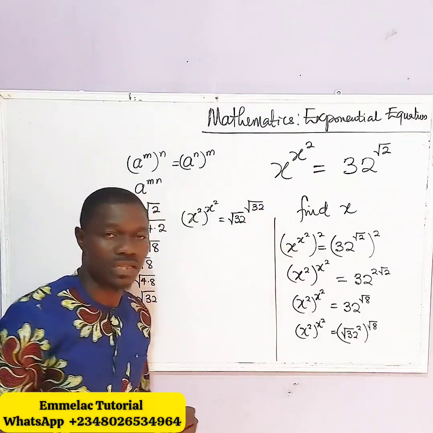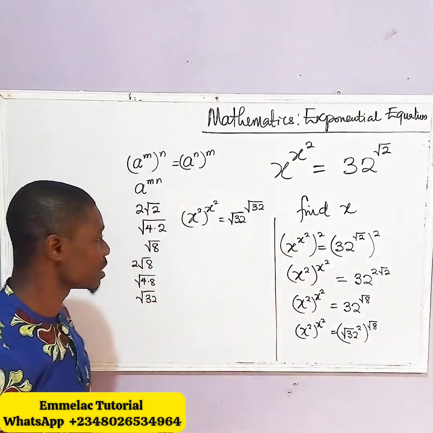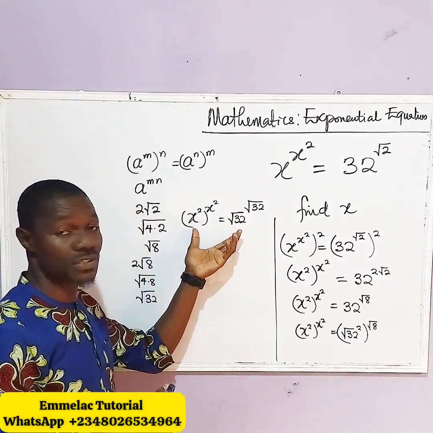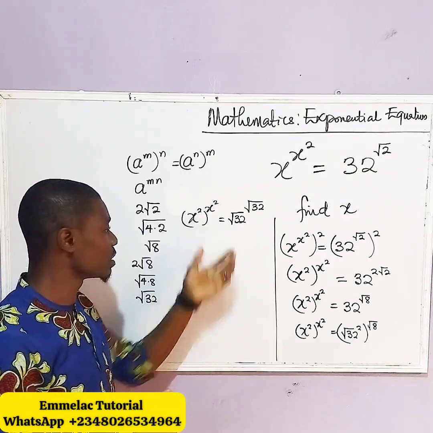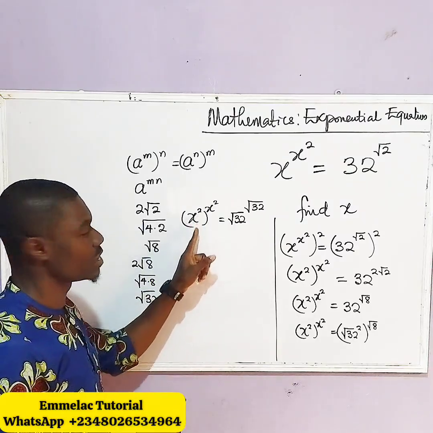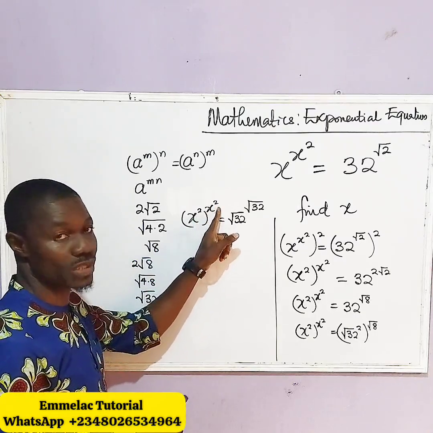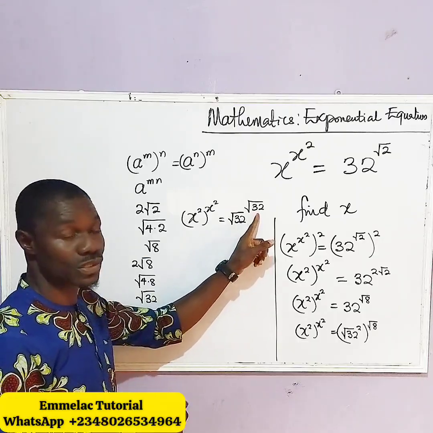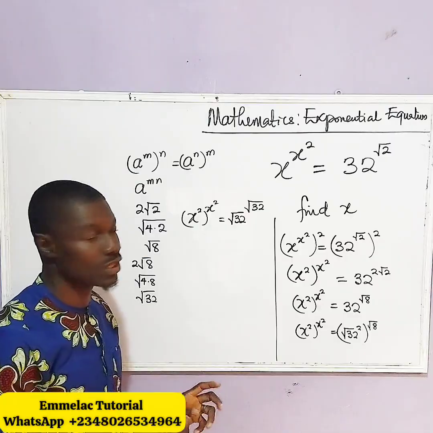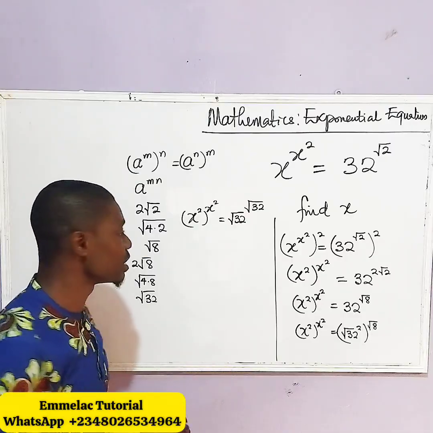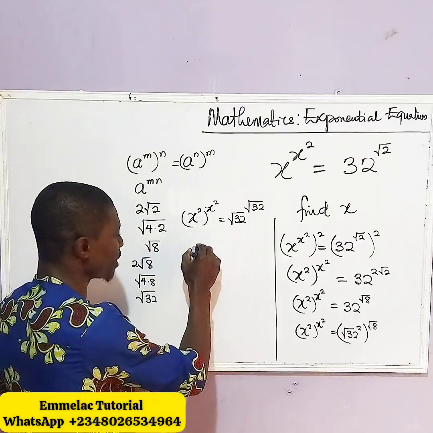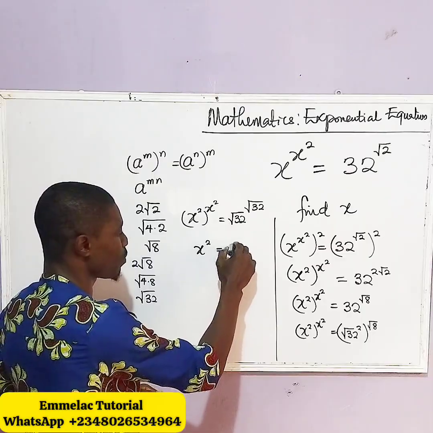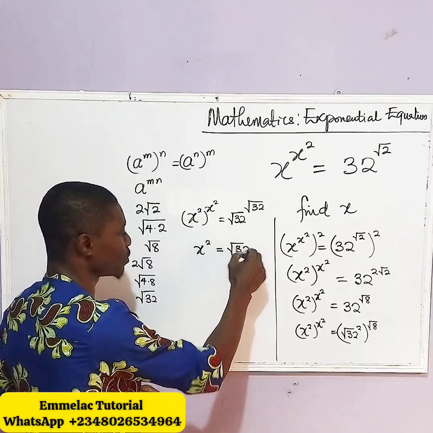Now if you look at the left hand side and the right hand side, you see the same arrangement of exponents. x raised to the power of 2 as the base, x raised to the power of 2 as the exponent, and here root 32 as the base and root 32 as the exponent. So at this point, by comparison, we can say that x raised to the power of 2 is equal to root 32.